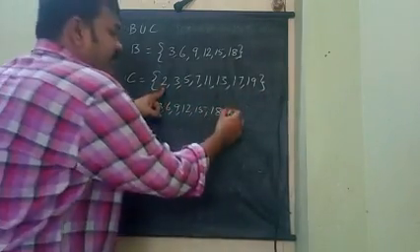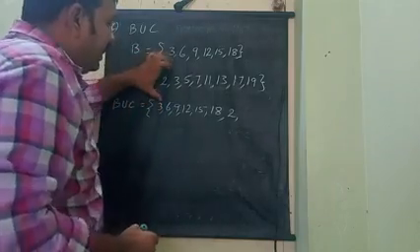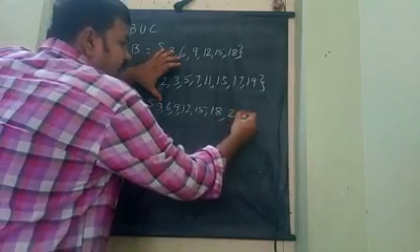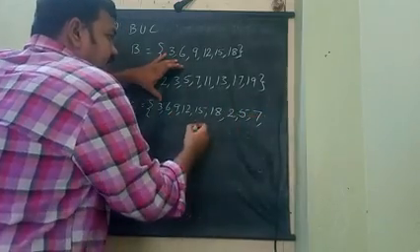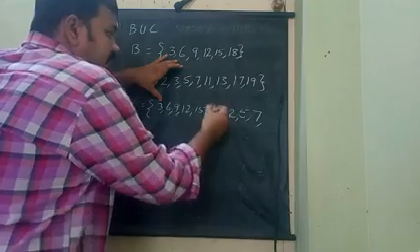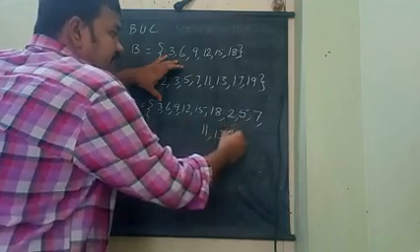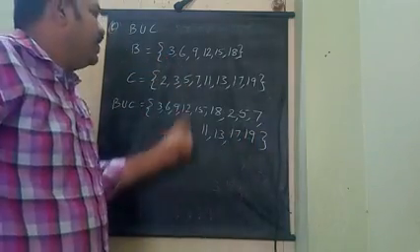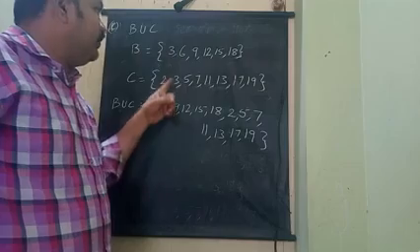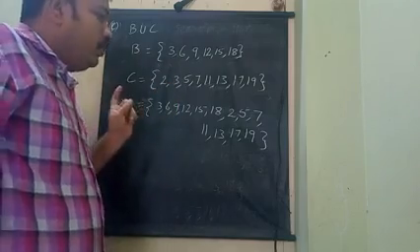So 2. Next number is 3. Already we wrote it, no need to write. 5. Next one is 7, did not write, so 7. 11, 13, 17, 19. So these are the numbers we have. In these, we had already written only 3. Now this is the answer for this one.